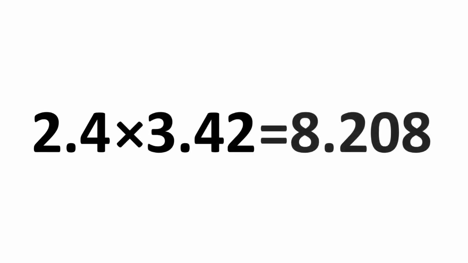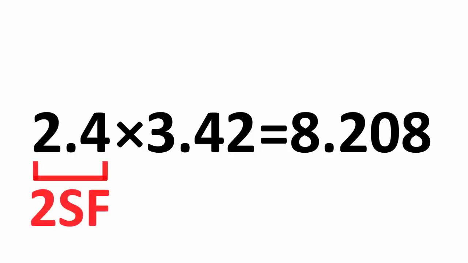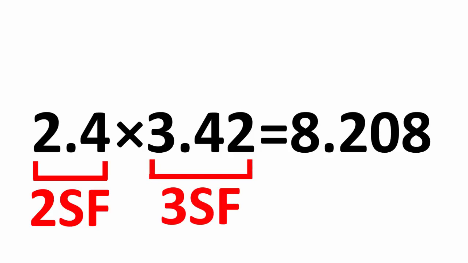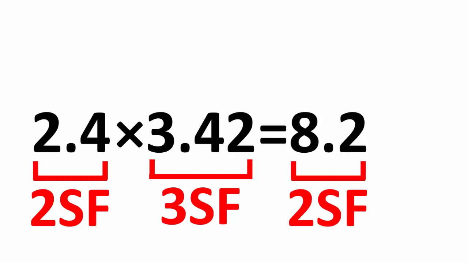Let's have a look at another example. Consider multiplying 2.4 by 3.42. The answer is 8.208, which has 4 significant figures. The first number has 2 significant figures, while the second number has 3 significant figures. Given that the least number of significant figures is 2, our answer needs to be written to 2 significant figures. Thus, our answer needs to be rounded to 8.2. This rule of least number of significant figures when multiplying also applies to divisions.